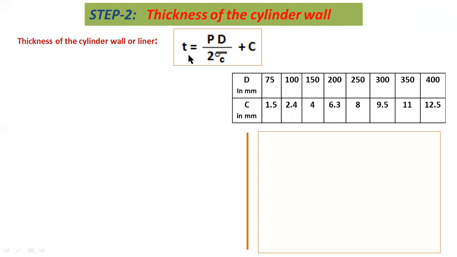So here the thickness of the engine cylinder T equals PD by 2 sigma C plus C. Here P is the inside pressure in the cylinder, and capital D is the bore diameter or inner diameter of the cylinder, and sigma C is the circumferential stress. Capital C is a constant value. This capital C value is obtained from this tabular form.